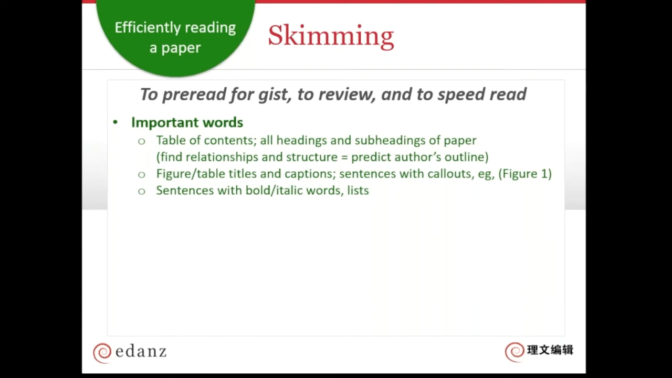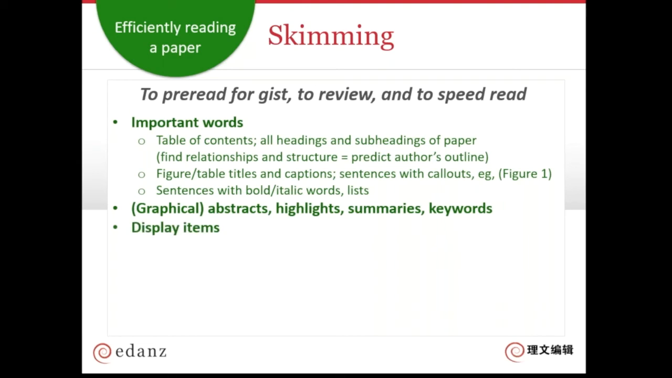For books and journals, you look at the headings because there's a logical structure that should follow the author's outline. Look at the titles and captions of the illustrations and any sentences that say see figure 1 or see table 1, because those will have the important findings and direct you to look at the actual illustration. Other things that pop out, like bold or italic words, or numbered lists and bulleted lists, are also things to look at first. There's also abstracts and summaries, and the illustrations themselves.